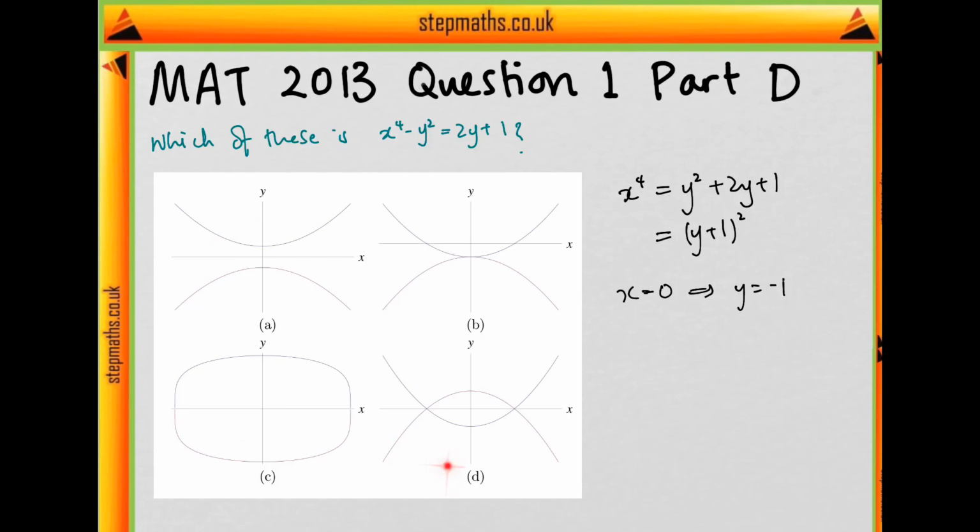So if we look at these graphs, we can see when x is 0, these three all have 2 values, but this is the only one which would have only one value of y. So it would seem that this is going to be our answer.